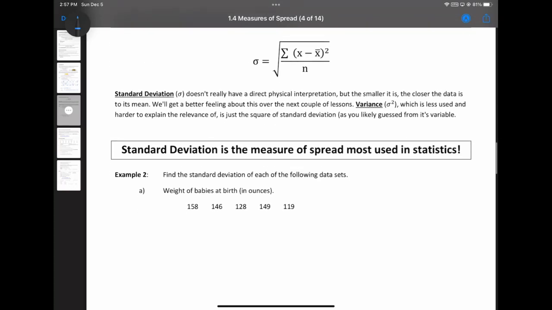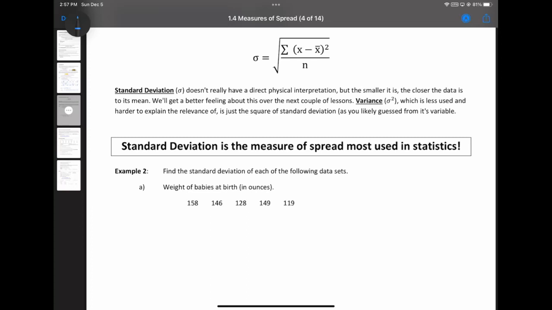Okay, I'm going to try and leave that on the screen just so you can see it while we're actually doing this calculation. And one thing that we're going to have to do before we actually apply that equation is figure out what the mean of the data set is. So I'm just going to do that really quickly over at the side here. It's 158 plus 146 plus 128 plus 149 plus 119 divided by the number of data points, which is 5. And just give me a moment to plug that into my calculator. If I recall, it works out nicely, but we'll see. Okay, so that's 700 divided by 5 is 140.